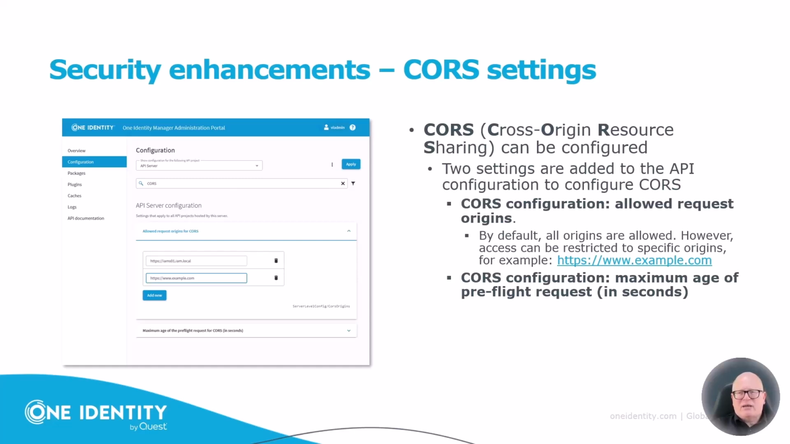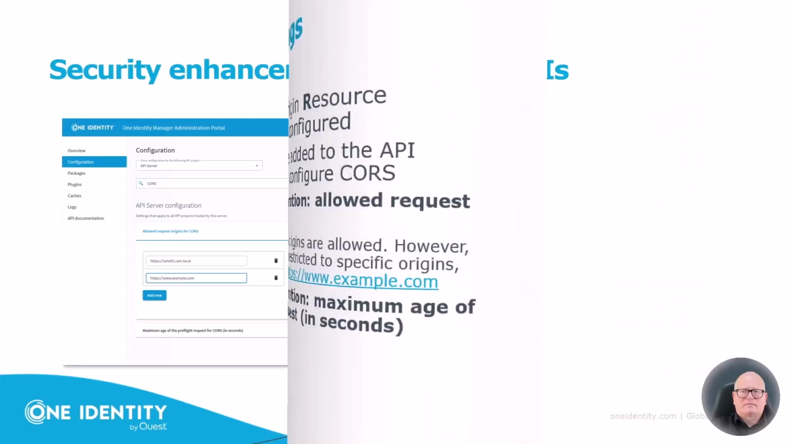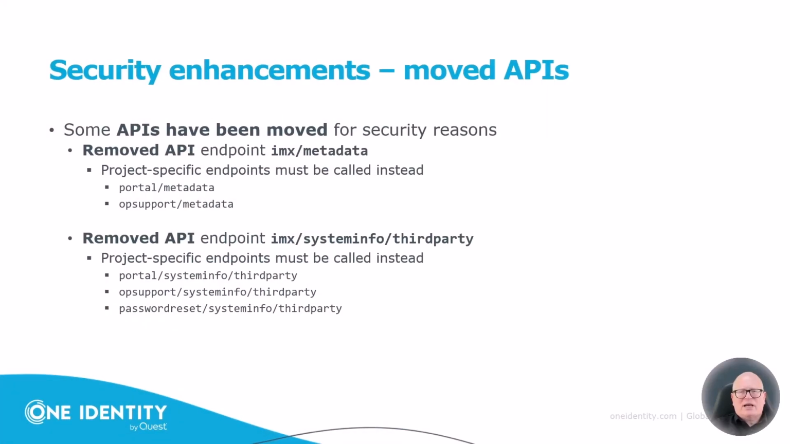You see that here in the sample for example.com. That URL can then be linked from the portal without running into issues. The second configurable parameter is now the maximum age of pre-flight requests in seconds. That is the configuration of how long such pre-flight requests are stored before they expire and need to be checked again.